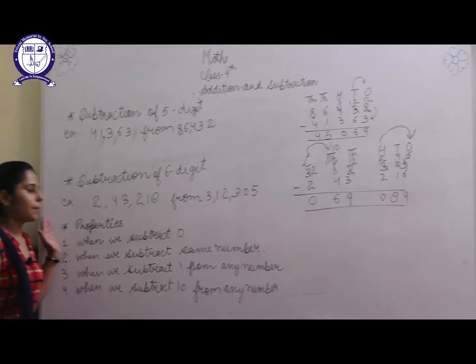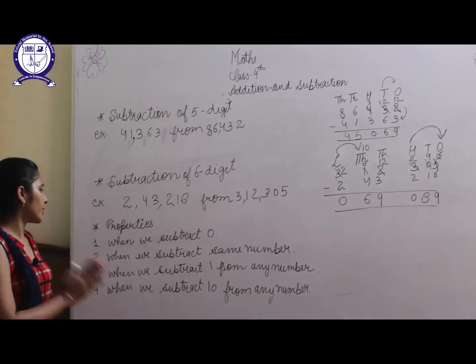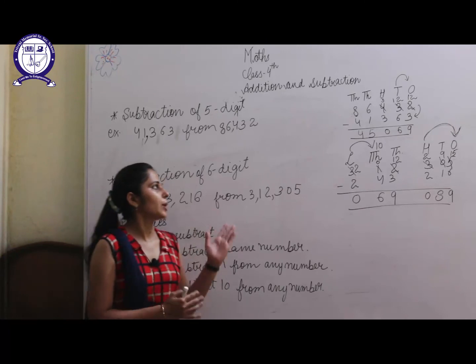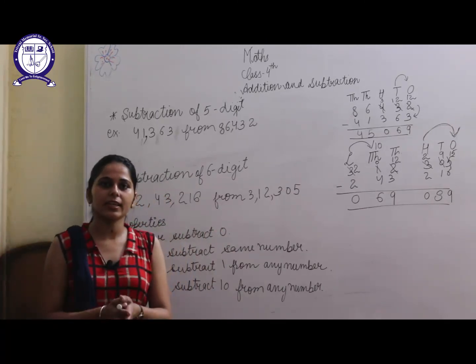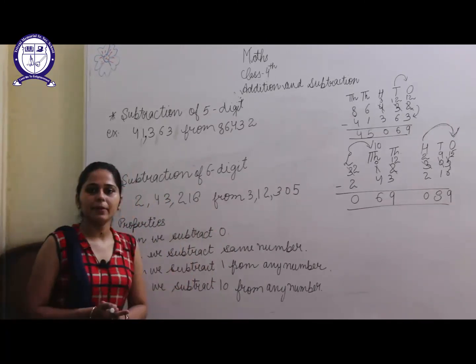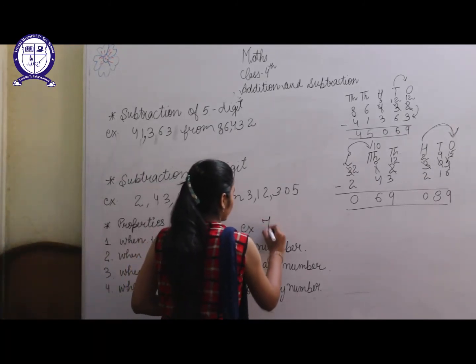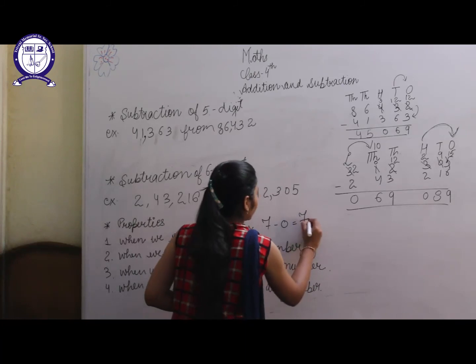Now let's discuss some 2-3 properties of subtraction, student. So here are some properties related to subtraction. First one is when we subtract 0. As we have discussed while subtracting also, when we subtract 0 from any number, our answer will be the number itself. Suppose we are subtracting 0 from 7. So our answer will be 7 only.